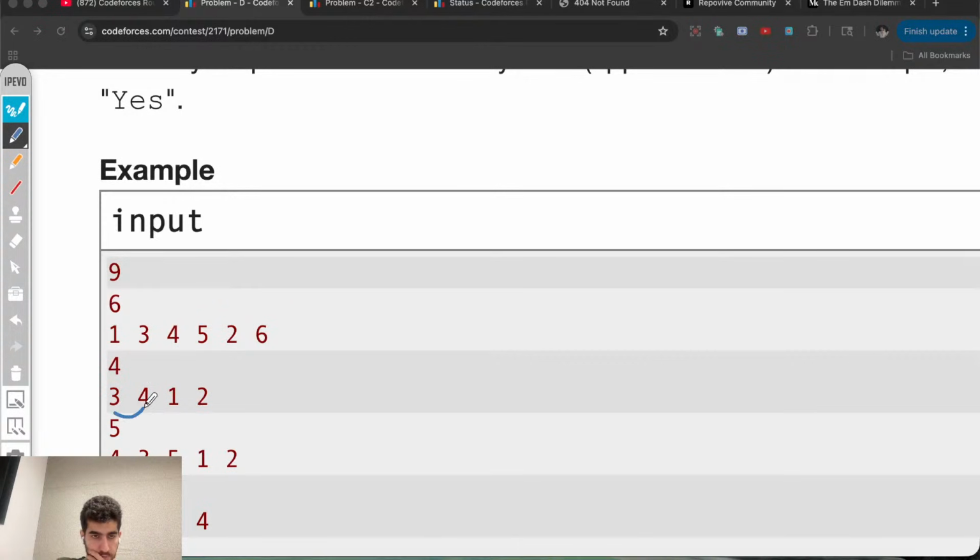3 will be connected to 4 only, and 1 will be connected to 2. There's no way that we can make a tree out of it. So the answer to this one is yes, the answer to this one is no.